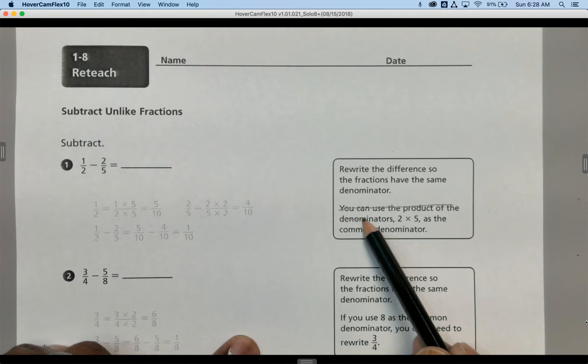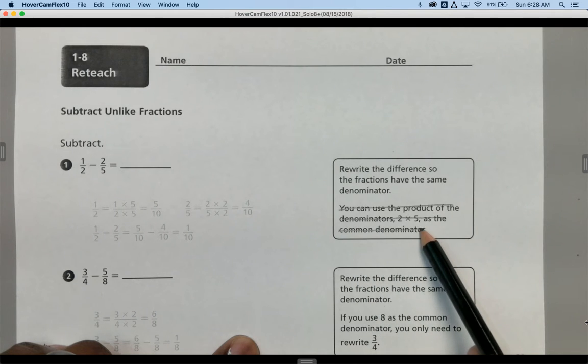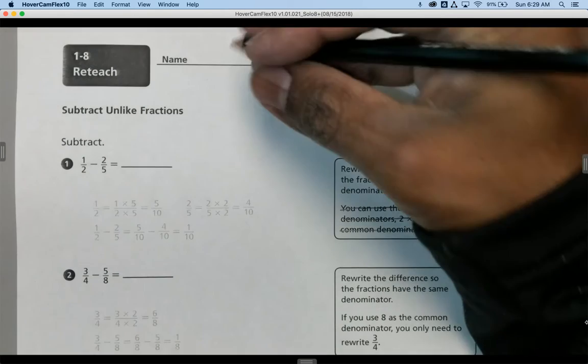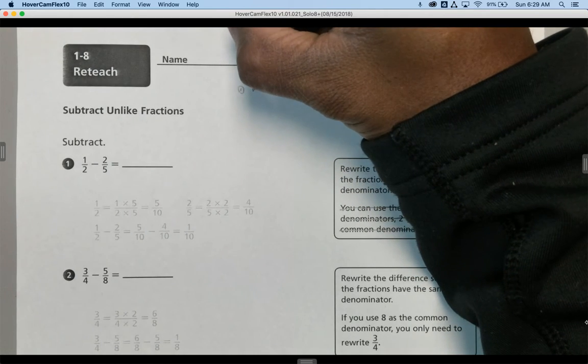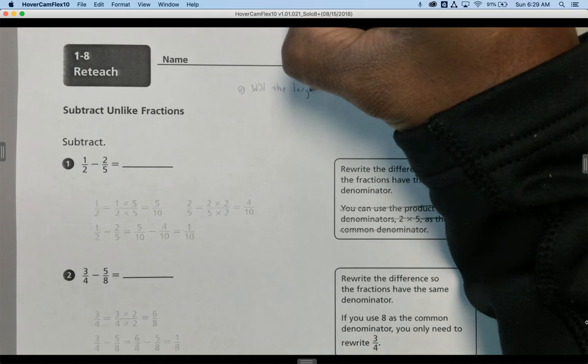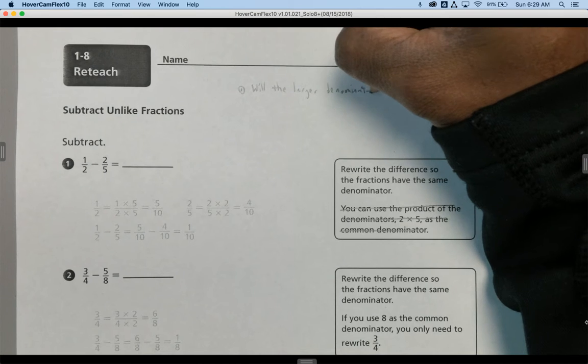Sometimes I see kids use that as a shortcut, and I don't think that's the right way to teach or practice the skill. To me, the right way to go about finding a common denominator is this. Step 1. Ask yourself this question. Will the larger denominator work?